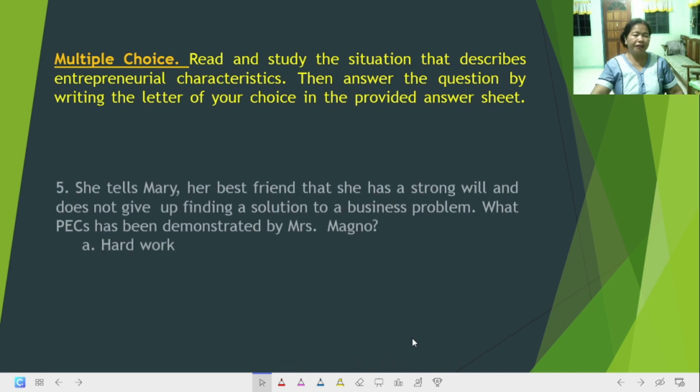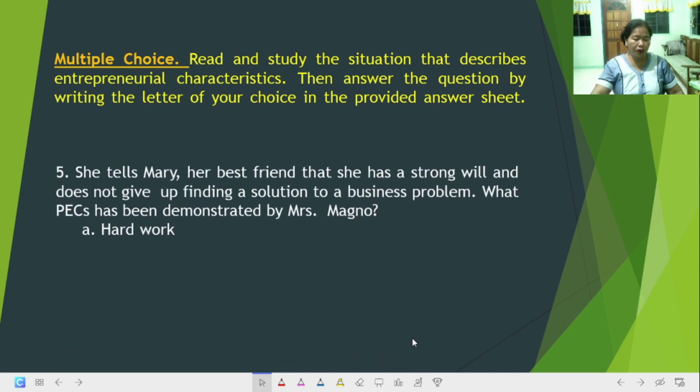Number 5. The last question for the multiple choice type of tests. She tells Mary, Mrs. Magno's best friend, that she has a strong will and does not give up finding a solution to a business problem. What PECs or personal entrepreneurial competencies has been demonstrated by Mrs. Magno? A. Hard work. B. Persistence. C. Self-confidence. D. Risk-taking. Okay, go.